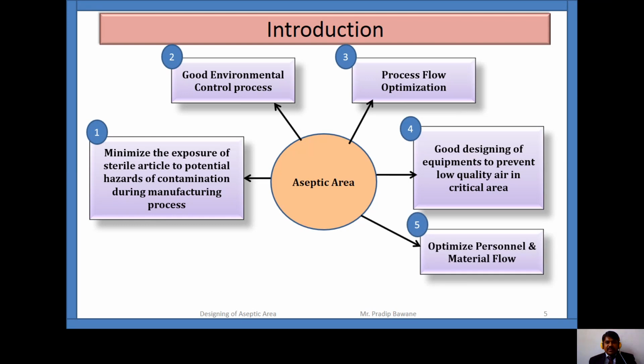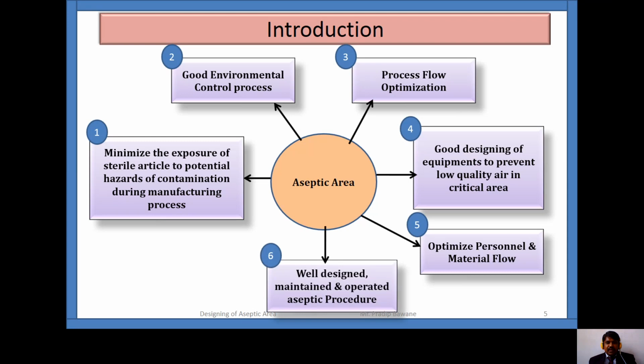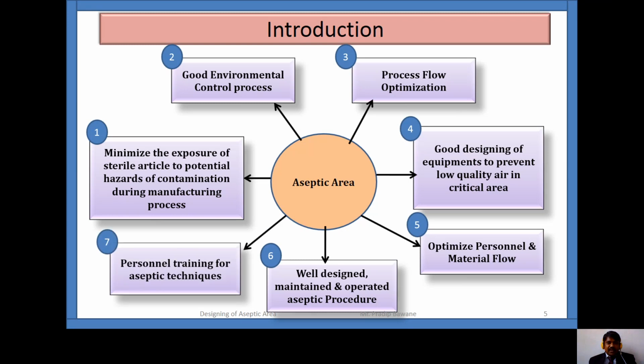Fifth, optimize personnel and material flow. So we are designing the process for the personnel as well as the material flow so as to minimize the cross flow of material and personnel, which will avoid contamination. Well designed, maintained and operated aseptic procedures have to be adopted in aseptic areas so as to minimize contamination. And finally, personnel working in the aseptic area have to be trained in aseptic technique so that they are able to handle these equipments aseptically.